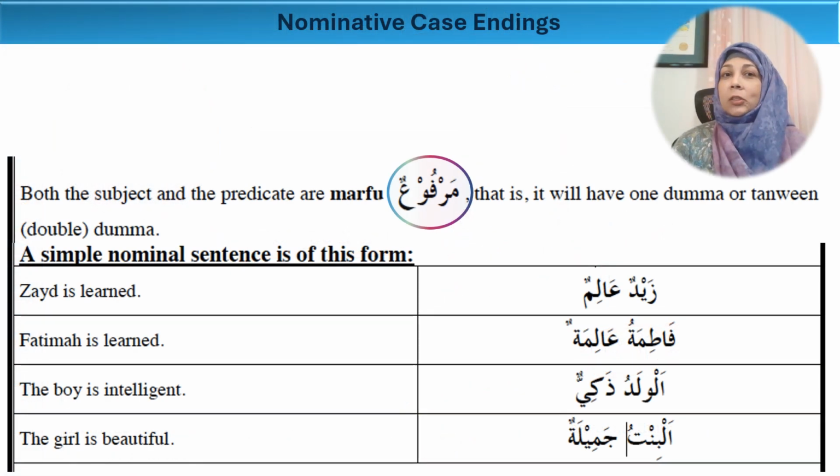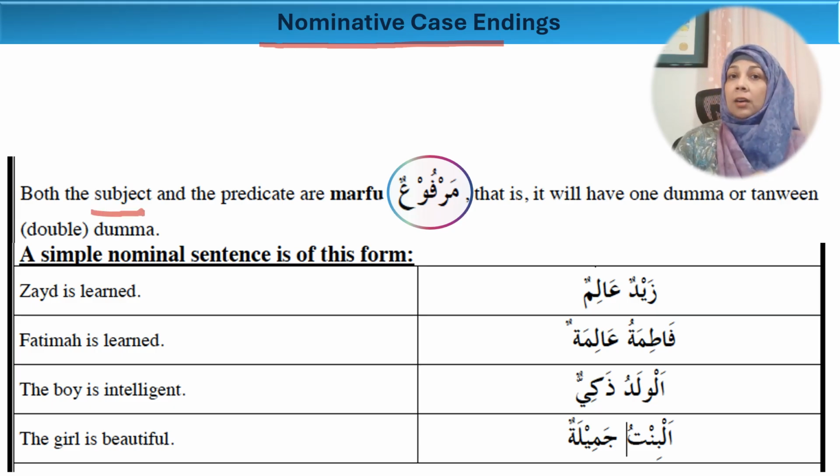So now let's continue to look at examples for the nominal case endings. As I said before, both the subject, the mubtada, and the predicate, the khabar, are marfu'un. That is, it will end with one dhamma or tanween dhamma, which means there are two dhammas. So we have seen these sentences before, so let's go over them again.